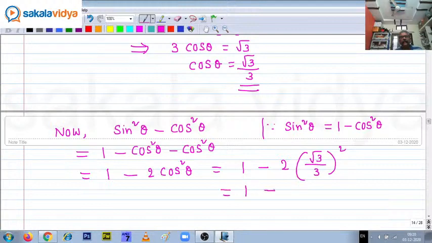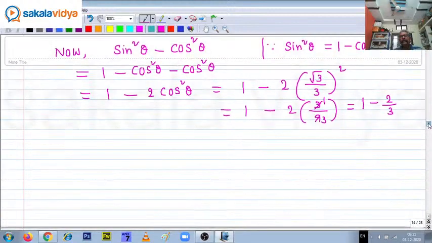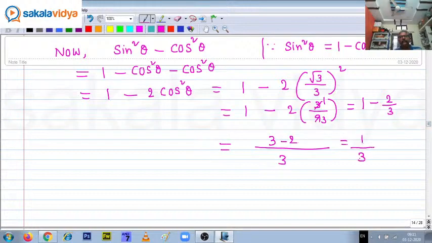This is 1 minus 2 times root 3 square is 3, 3 upon 9, 3 ones are 3, 3 threes are 9, so 1 minus 2 upon 3. 3 is the LCM, 3 minus 2, that will be 1 upon 3. So sin square theta minus cos square theta is equal to 1 upon 3.